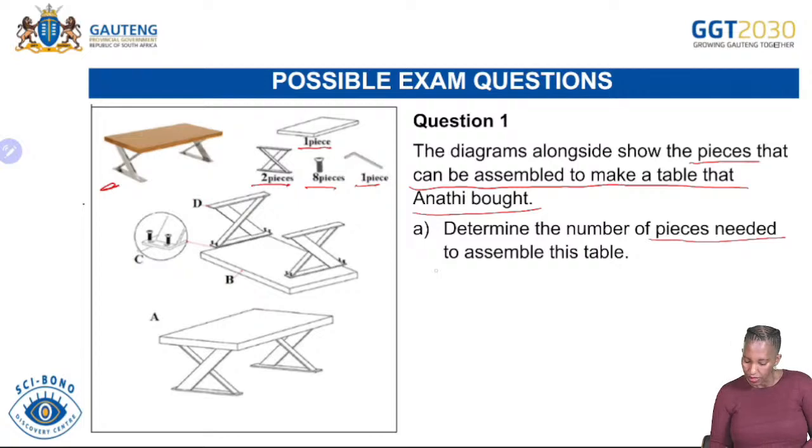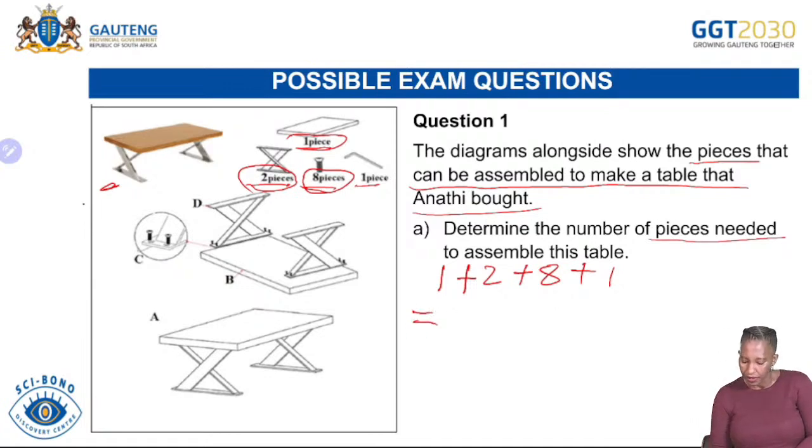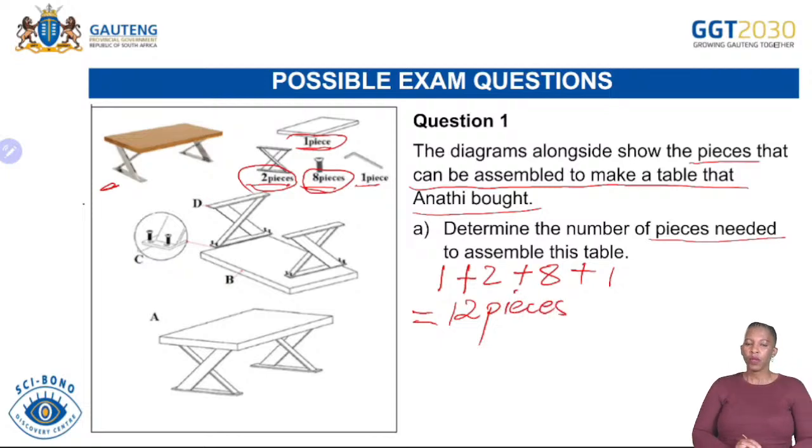So now let's have a look. It says determine the number of pieces. That means it will be 1. I'll take this one first. It will be 1 plus the second one. It's got 2 pieces plus these 8 pieces of the screws, plus 1 piece of the Allen key. So in total, how many pieces do I have? It's 8 plus 2, it's 10, 11, 12. So we've got 12 what? 12 pieces. We've got 12 pieces. I hope we are still together.